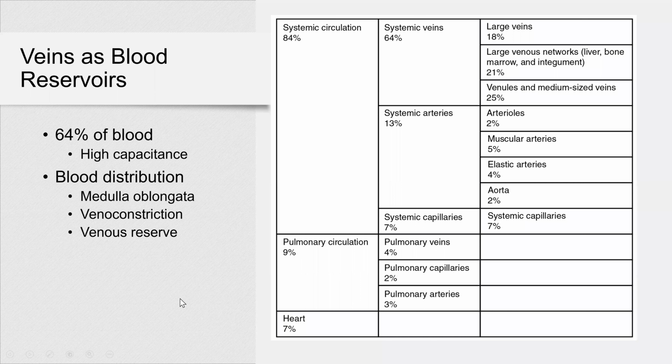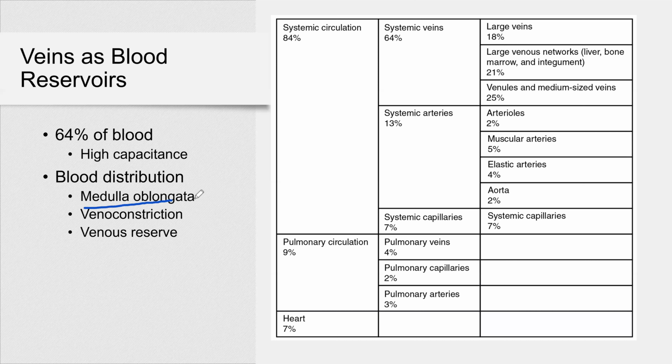Veins are also your blood reservoir. About 64% of blood is concentrated in your veins. You regulate your blood distribution through your autonomic nervous system, right? As I already mentioned, when you're exercising or you're under stress, blood will flow to your skeletal muscles. When you relax, more blood will flow to your digestive system, right?